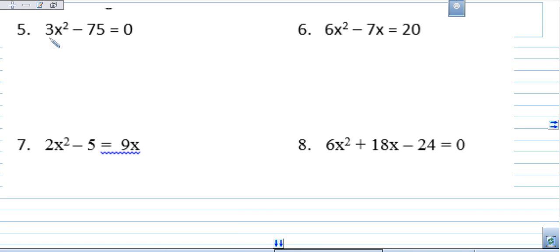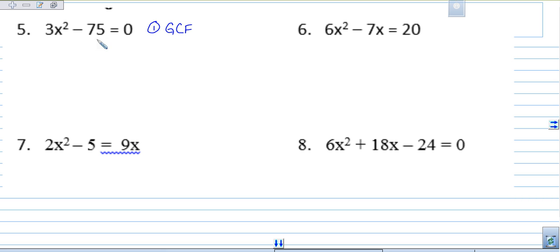Okay, so we look at number 5. The first thing you want to try to do is take out a GCF. It'll make your life easier. The numbers will be smaller. It's not impossible to do without taking out a GCF, but it's definitely easier.